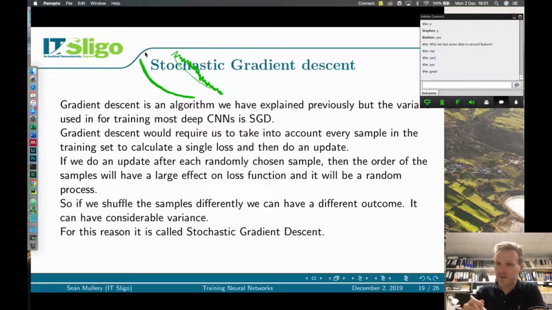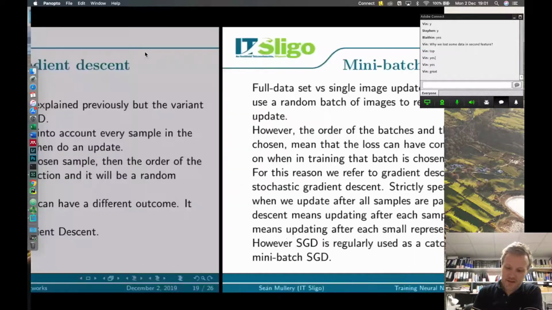It's going to try and minimize that loss, so it's trying to minimize for that individual image, and the next image mightn't have the same sort of loss at all. So therefore the network is automatically going to go in the direction of the first few images that it saw. So if we shuffle the samples differently, we'll have a very different outcome. So it'll have a considerable variance. For this reason, this is called stochastic gradient descent.